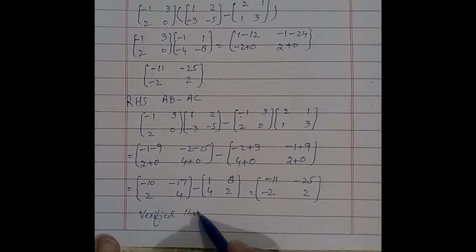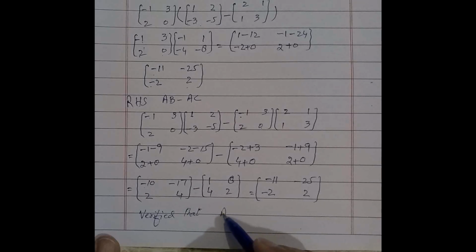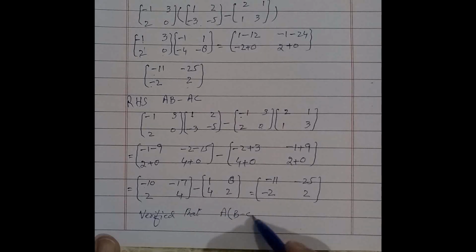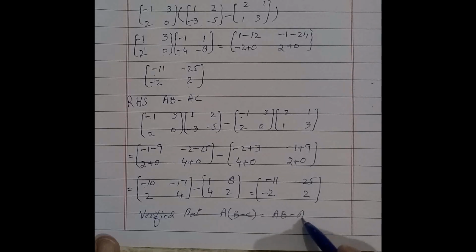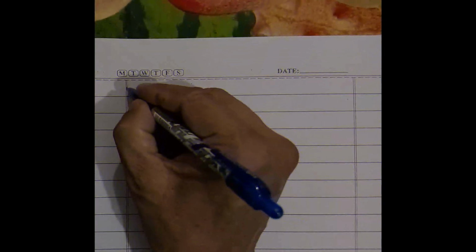that A(B minus C) is equal to AB minus AC. Example 6.